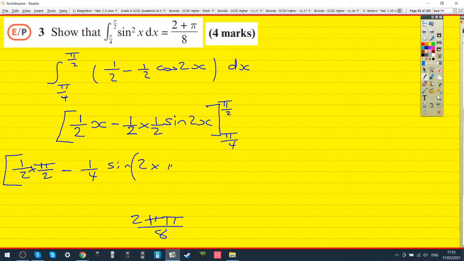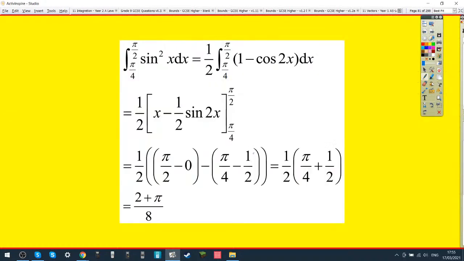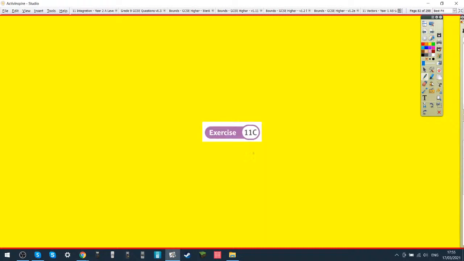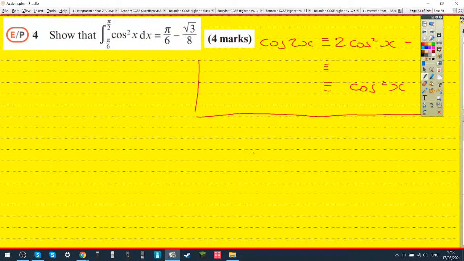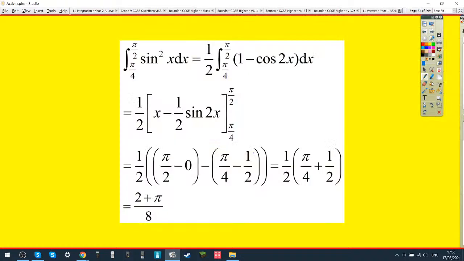Is putting it into the calculator worth it? I don't think so. I agree. I wasn't doing that at all, but you insisted. All right. There we go. Okay.